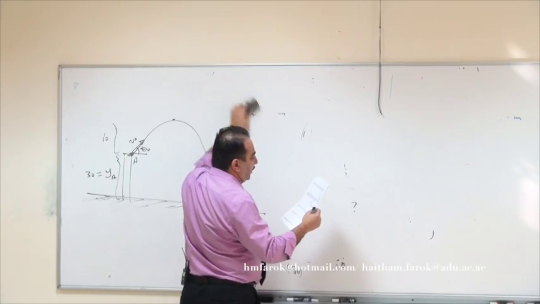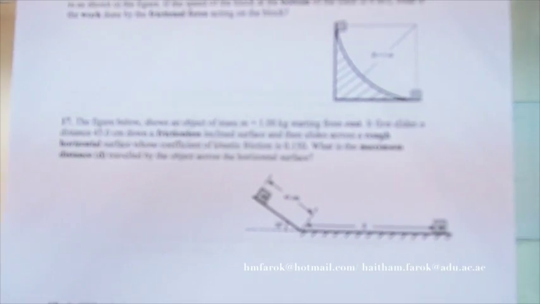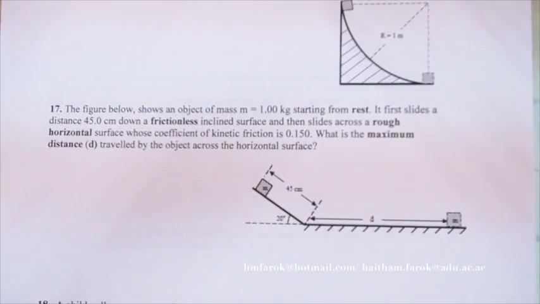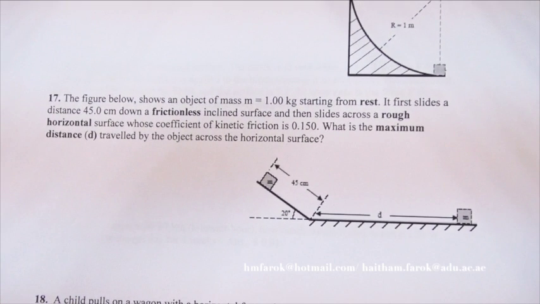Question 17 says, the figure below shows an object of mass m, 1 kilogram, starting from rest. It first slides a distance of 45 centimeters down a frictionless inclined surface and then slides across a rough horizontal surface whose coefficient of kinetic friction is 0.15. What is the maximum distance d traveled by the object across the horizontal surface?